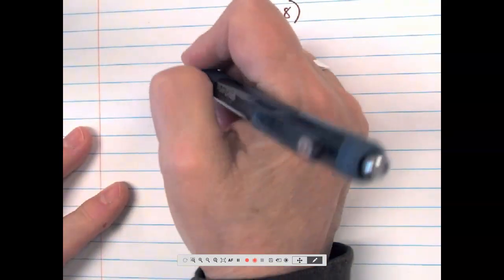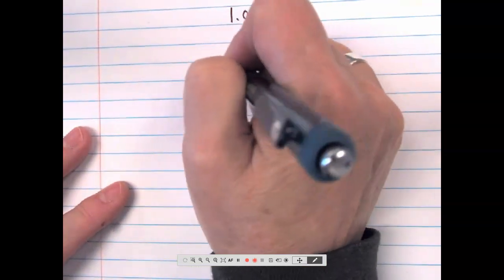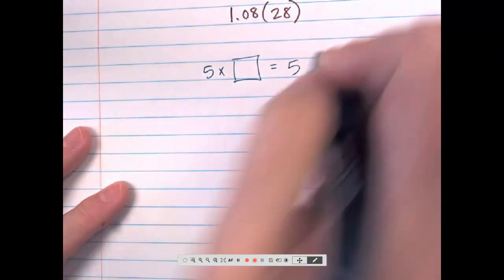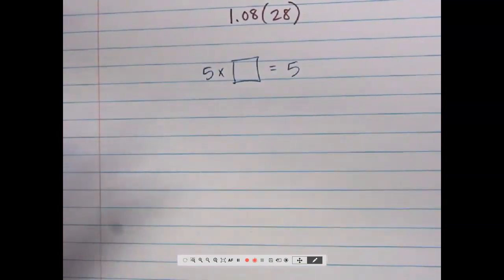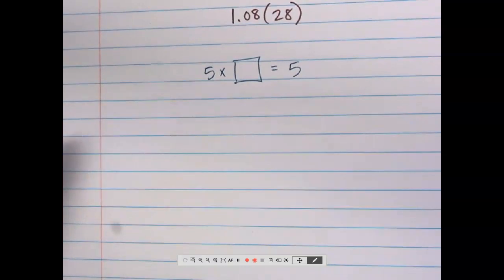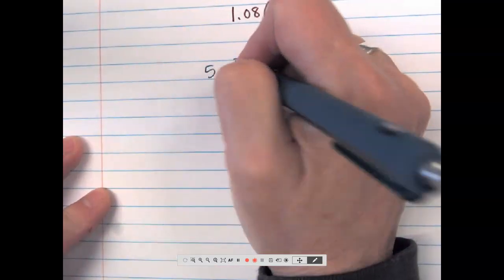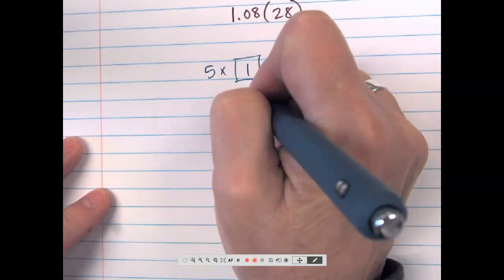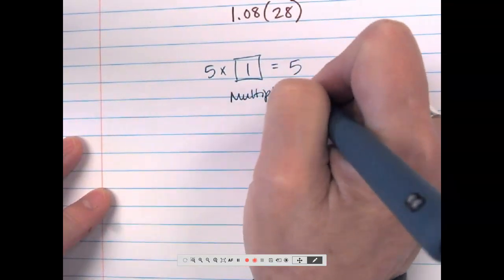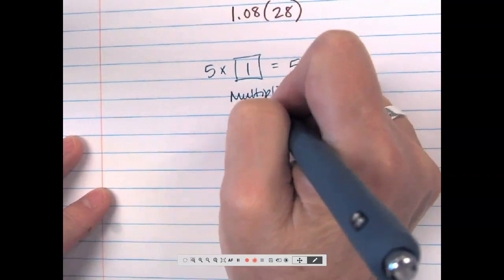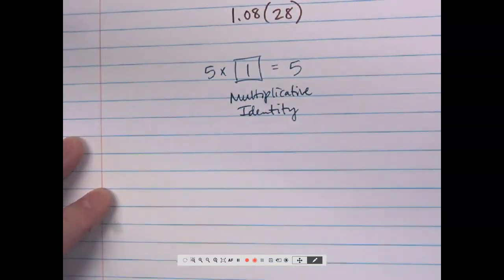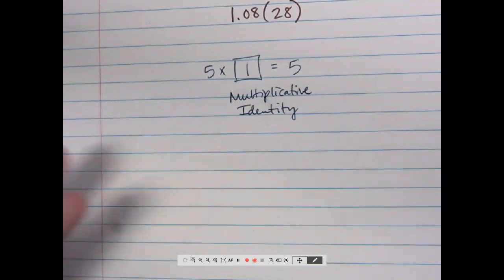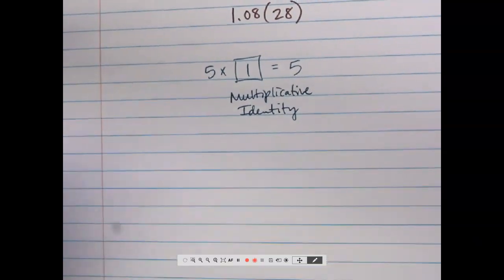So let's talk about some real numbers just for a second. You don't have to write this down, but if you want to, you certainly can. In the real number system, what is that number that I can multiply any number by to get that same number back? 1. Okay, that is actually called a multiplicative identity. So 1 is our multiplicative identity. 1 times negative 3/8 is negative 3/8. 1 times anything is that number.